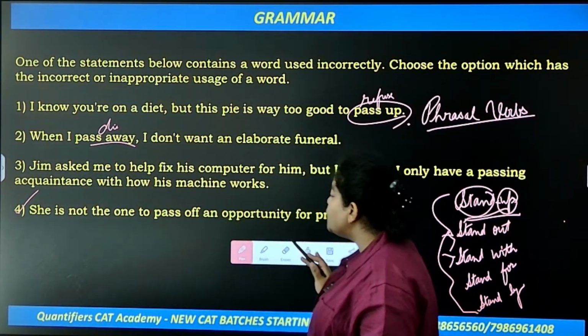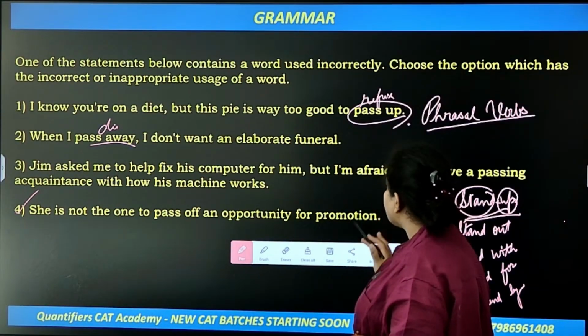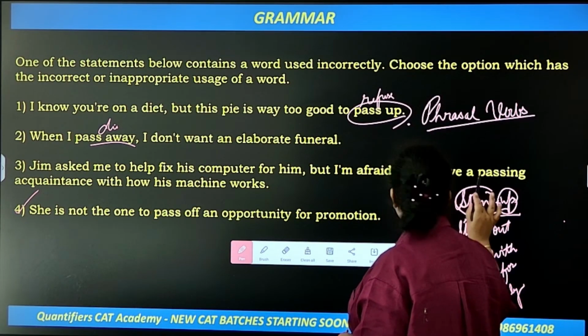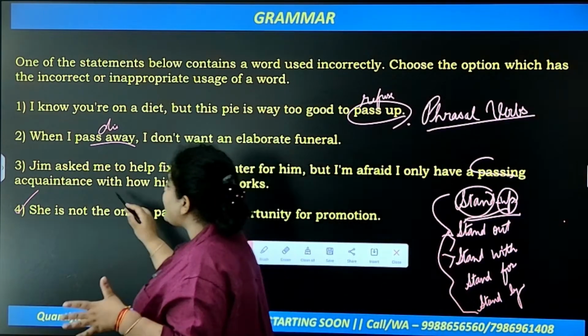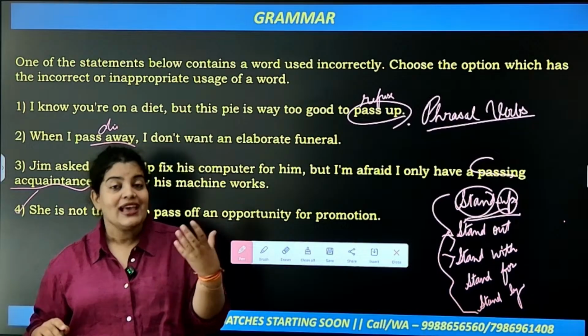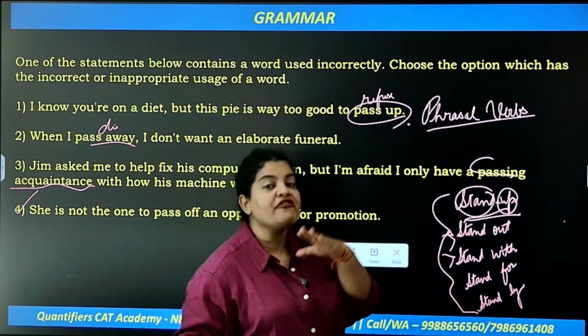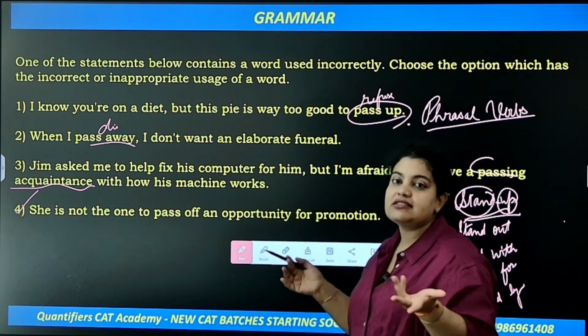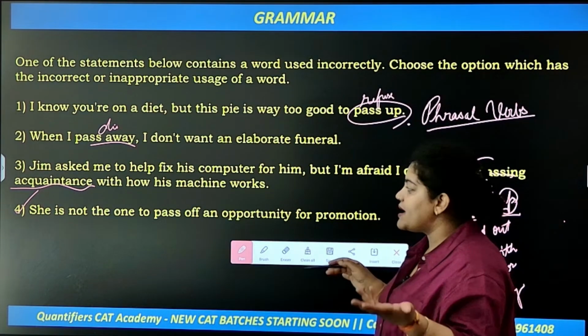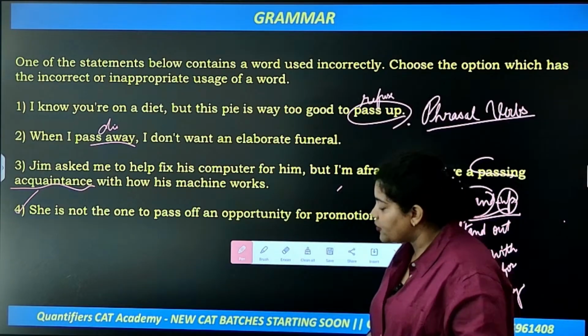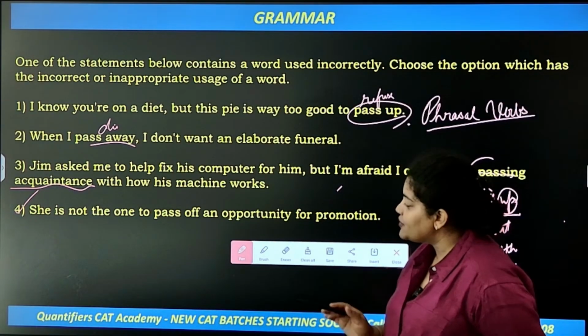Now Jim asked me to help fix his computer for him, but I'm afraid I only have a passing acquaintance, okay? That means that I have a slight knowledge, little knowledge, maybe a superficial knowledge, okay? So that is the meaning of passing acquaintance, okay? And that's again a phrasal verb. So passing acquaintance is absolutely correct, okay? The problem was there in the fourth sentence.